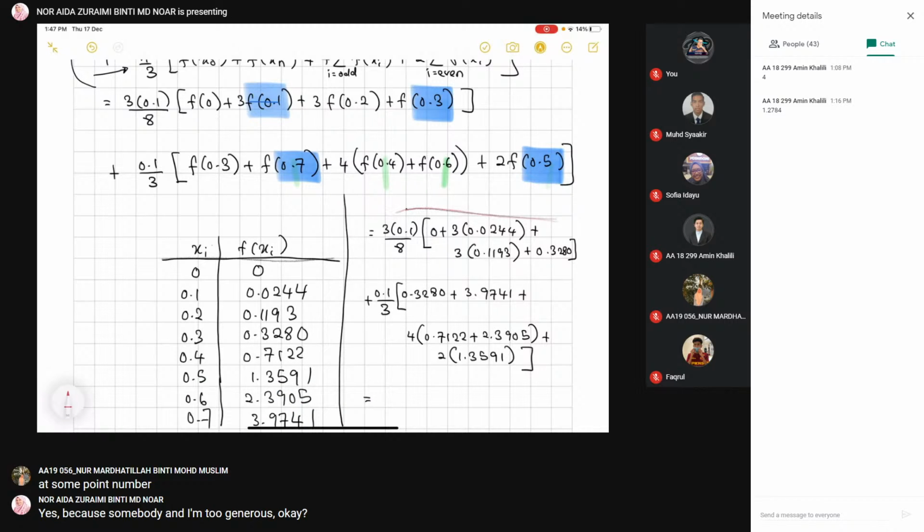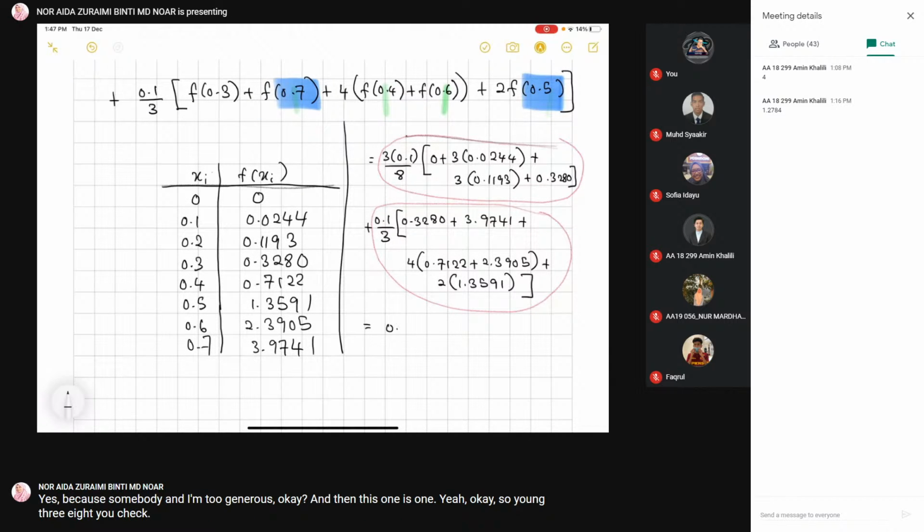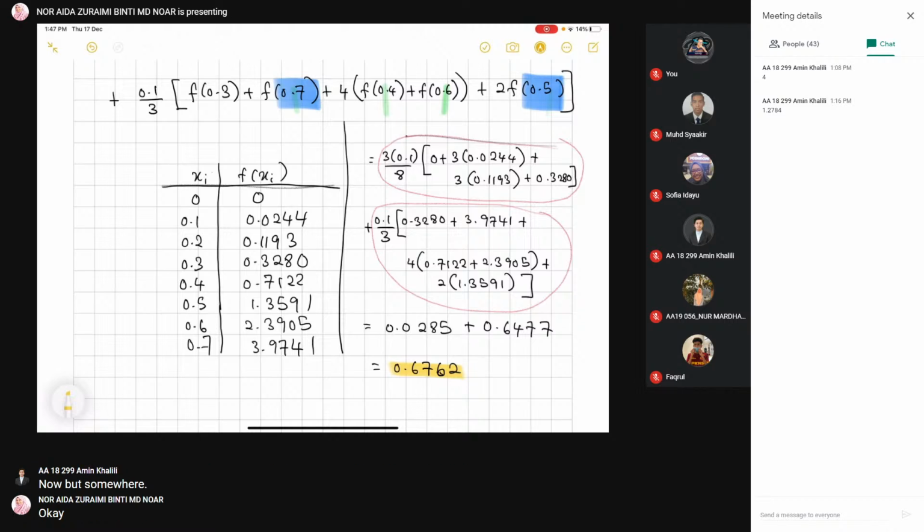Okay, yang ni kita pakai 3/8 and then this one is 1/3 ya. So yang 3/8 you check balik jawapan you dapat tak 0.0285. Yang bulat merah yang kedua tu 0.6477. Total up 0.6762. Okay, yang lain-lain ada yang dapat sama 0.6762? Dapat sama. Okay, good. Alright, good.